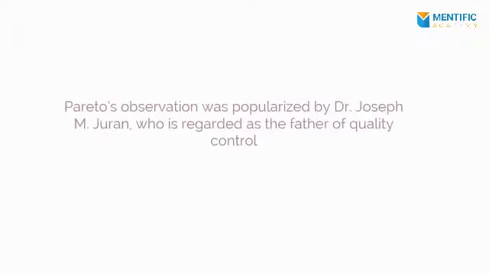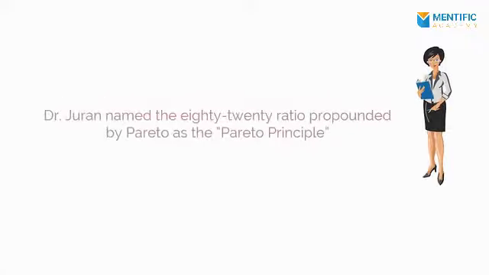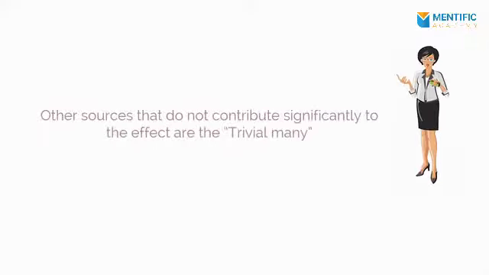Pareto's observation was popularized by Dr. Joseph M. Juran, who is regarded as the father of quality control. It was Dr. Juran who called the 80-20 ratio propounded by Pareto the Pareto principle. Dr. Juran referred to those few contributors which account for the bulk of the effect as the vital few. He referred to other sources that do not contribute significantly to the effect as the trivial many.